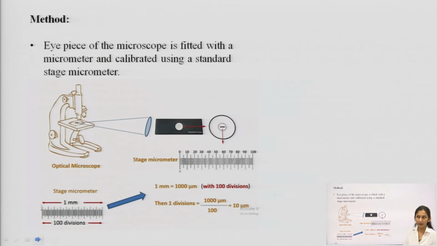And how will you calibrate the optical microscope? By knowing the coinciding lines of the ocular as well as the stage micrometer. How many divisions of the stage micrometer, or how many divisions of the ocular, will coincide with the stage micrometer?